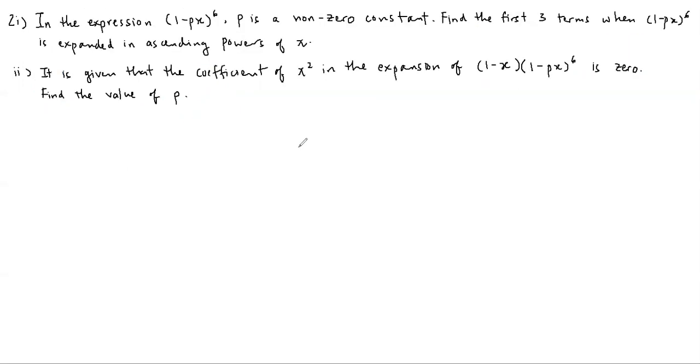For question 2, you are given the expression 1 minus px raised to the 6, and p is a non-zero constant. You need to find the first 3 terms when the expression (1 minus px) to the 6 is expanded in ascending powers of x. Now take note that the exponent is 6.